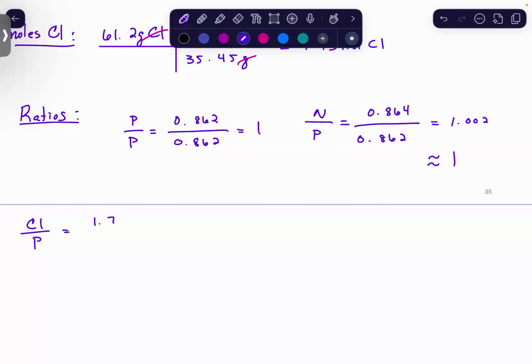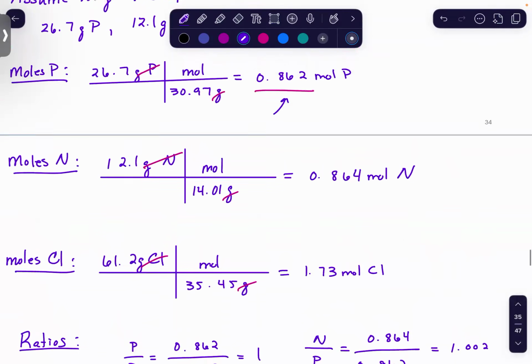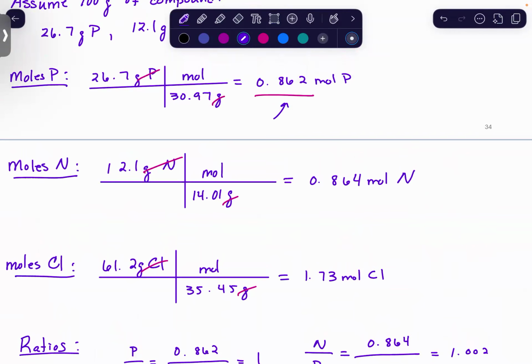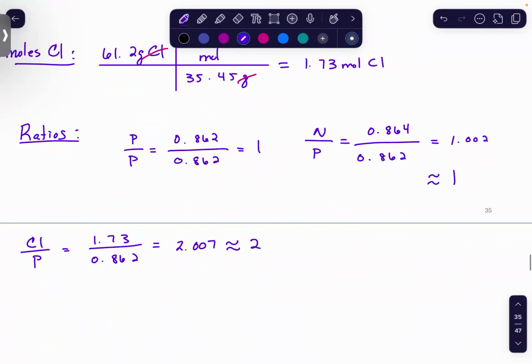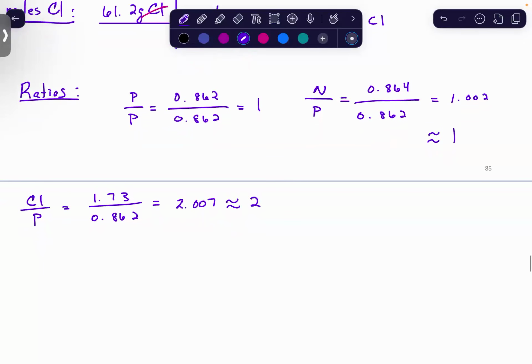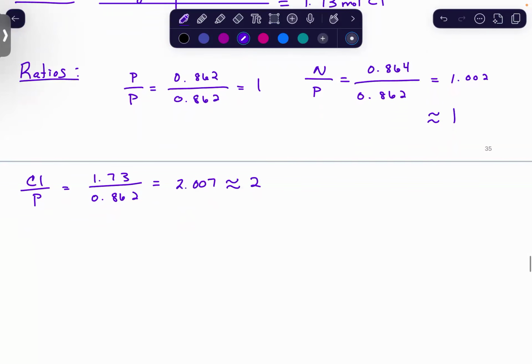Chlorine is going to be 1.73 to 0.862, which is going to give us 2.007, which is very close to 2. And again, the reason for this second step, where we find moles, is remember those subscripts on your molecule are stoichiometry. And stoichiometry is molar ratios. And so that's what we're doing. We found moles, and now we're doing molar ratios. So now that I find that phosphorus is 1, nitrogen is 1, and chlorine is 2, that means that my empirical formula is PNCl2.